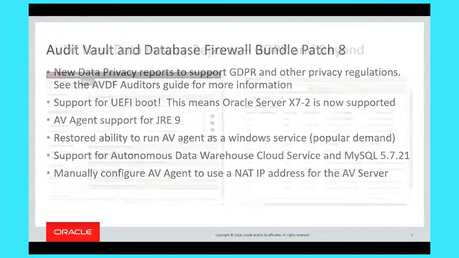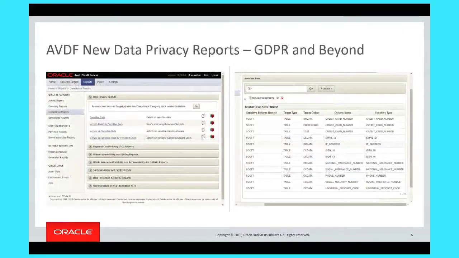For those new reports, if you'll go to the Reports tab and look under Compliance Reports, you'll see a new section called Data Privacy Reports with 4 different reports dealing with sensitive data. And these are all about telling you what sensitive data you have and who is accessing the sensitive data. And you can see an example of the top report, the sensitive data report, on the right-hand side.